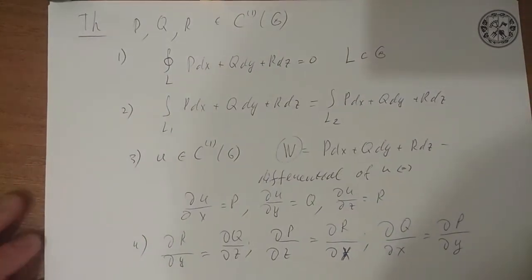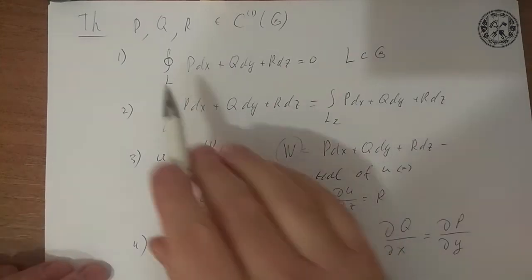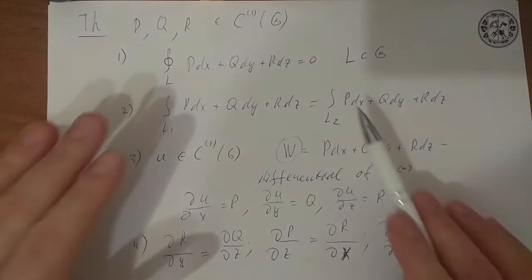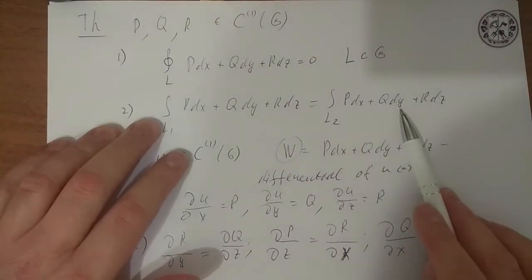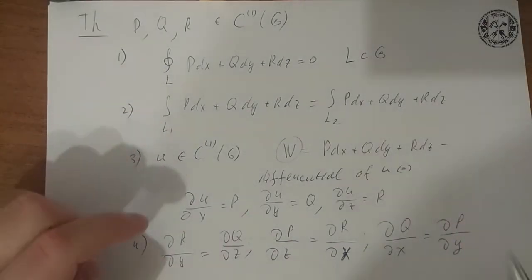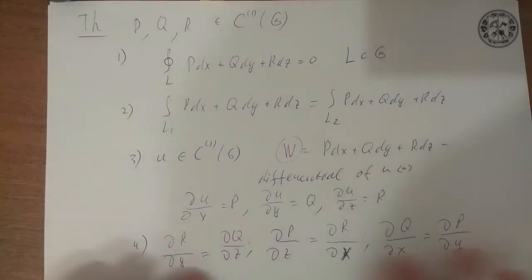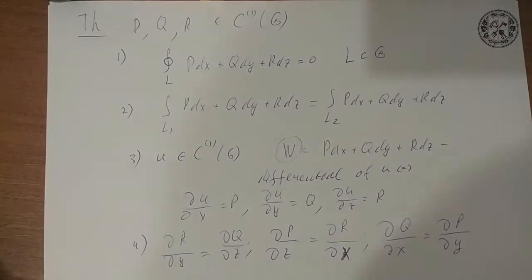Okay, so now we have these four equal statements, which means that if we have one of them true, then each other will be true. So if we have full differential of some function, as P, Q, R, then integral by closed contour will be 0. Integral won't depend on the way of integration, only on beginning and end, only on first and last point. And these equations will be true.